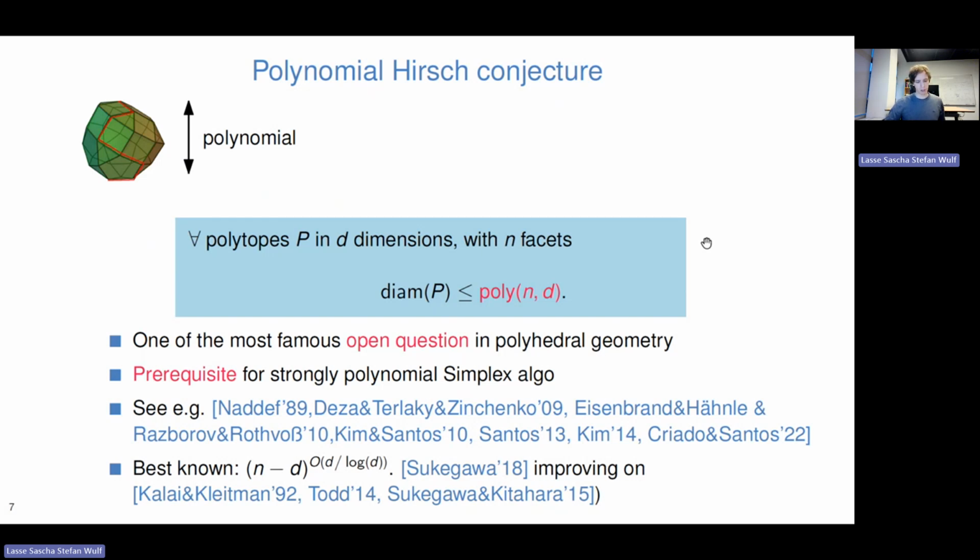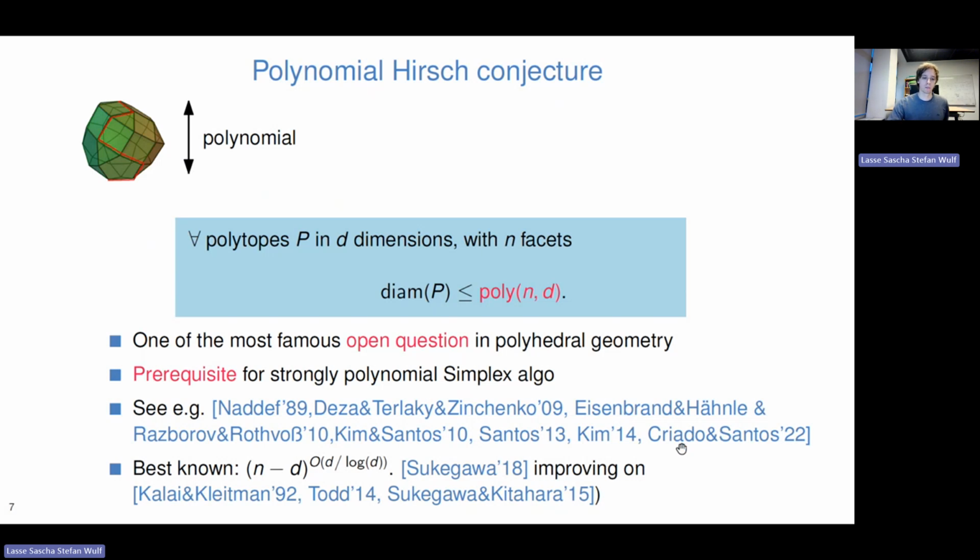And if you think about it, this is actually a prerequisite for the simplex algorithm to be able to run in strongly polynomial time, right? Because if there exists some polytope whose diameter is not even polynomial, then of course the simplex algorithm on this polytope will not be able to run in strongly polynomial time. But somehow the consensus in this field is people believe this strongly polynomial Hirsch conjecture, and they put a lot of effort into proving it. And there's a lot of partial work done on this polynomial Hirsch conjecture.